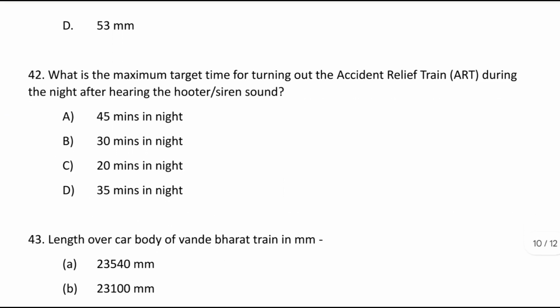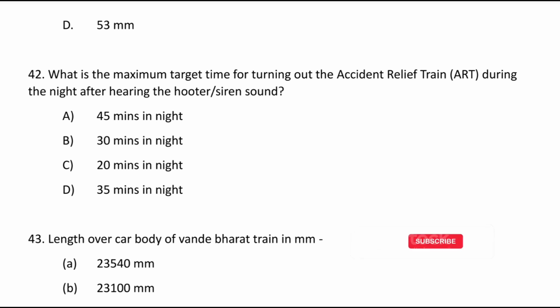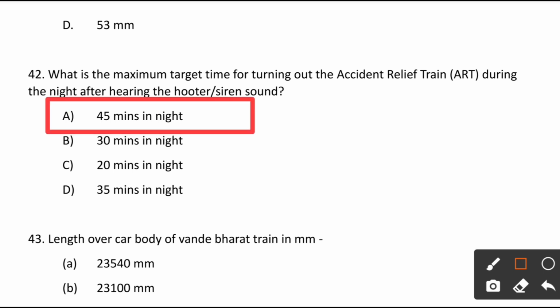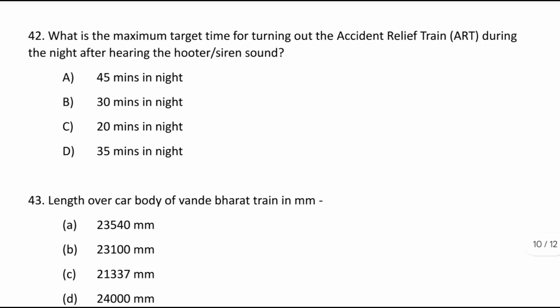42. What is the maximum target time for turning out the accident relief train ART during the night after hearing the hooter siren sound? A. 45 minutes in night. B. 30 minutes in night. C. 20 minutes in night. D. 35 minutes in night. In this question, the correct answer is A. 45 minutes in night.